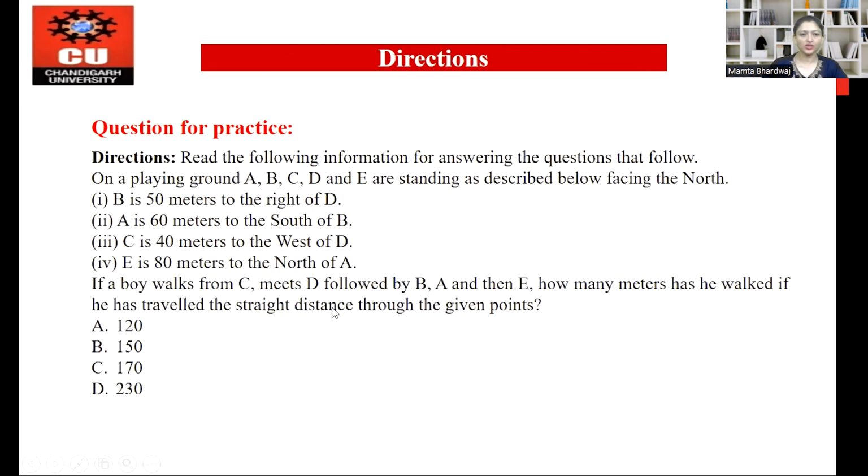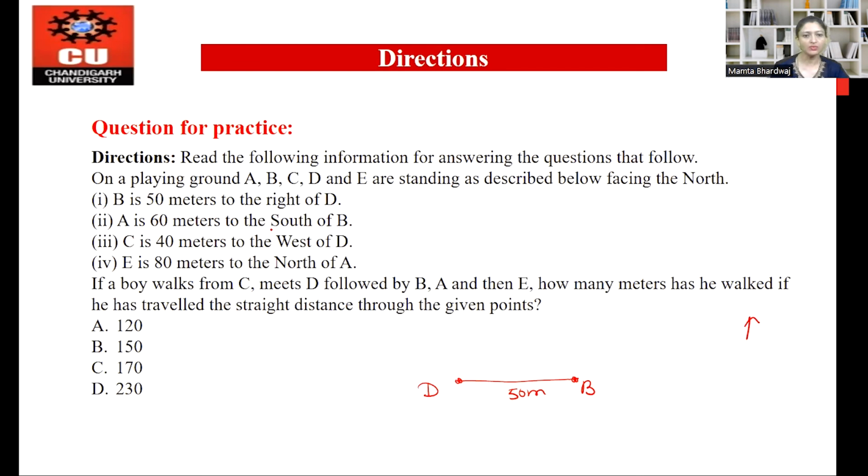Now let's do one last question. Read the following information for the answers. On a playing ground, A, B, C, D and E are standing as described below, facing north. B is 50 meters to the right of D. Let's say this is D and 50 meters to the right-hand side of D is B. We will assume they are all facing north.